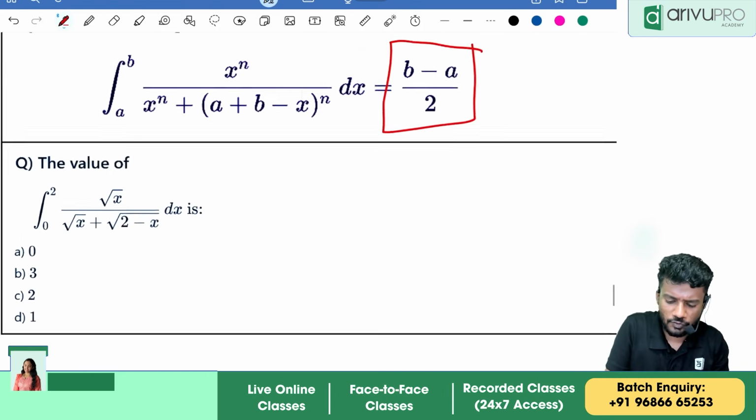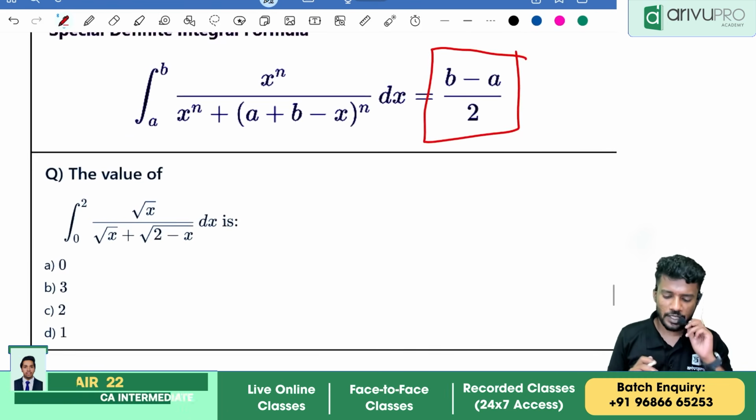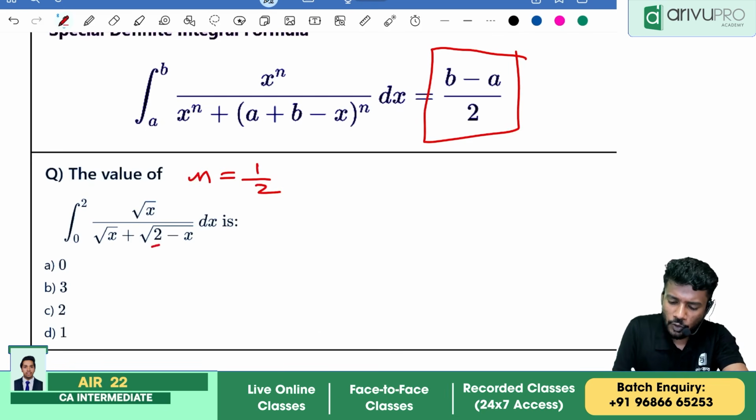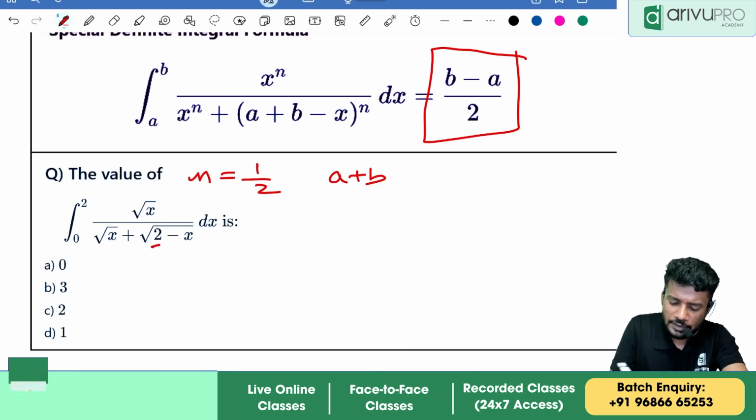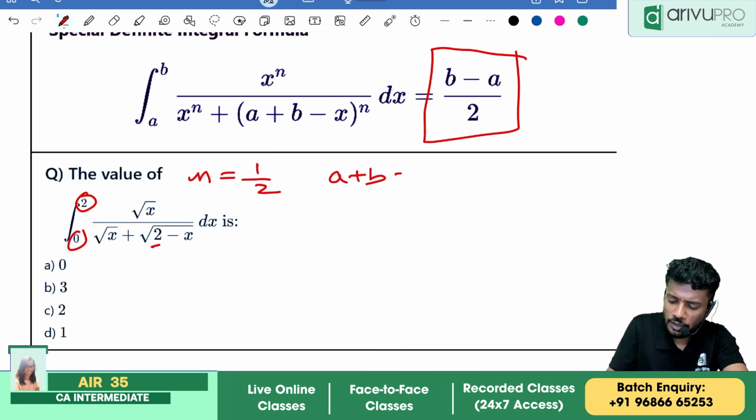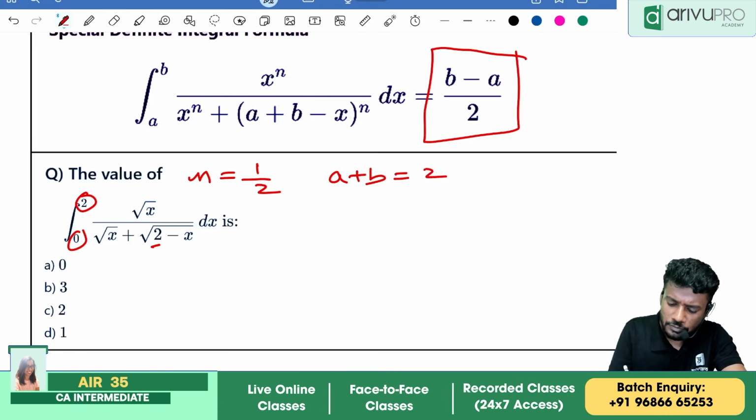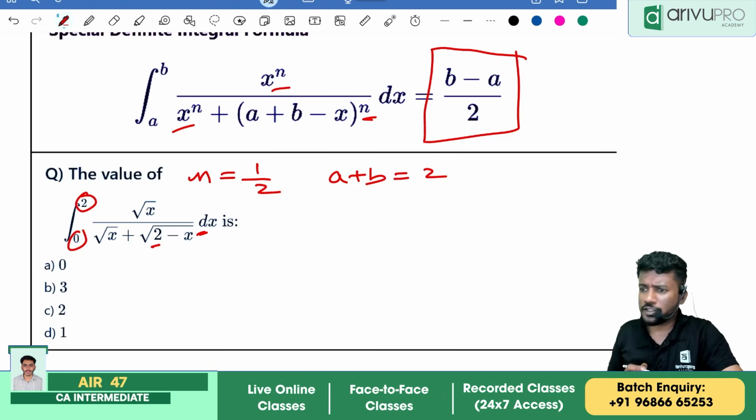Now we will check whether it is right or not. Here, what is the n value in this question? It is 1 by 2. Now look at a plus b. Is a plus b equal to 2 here? Yes, a plus b is equal to 2. Then n is also 1 by 2. So everywhere it is following the same form.